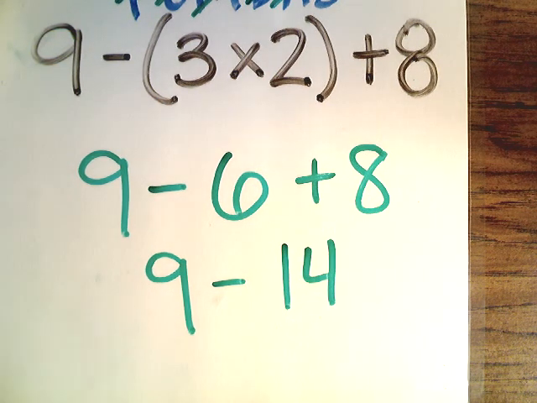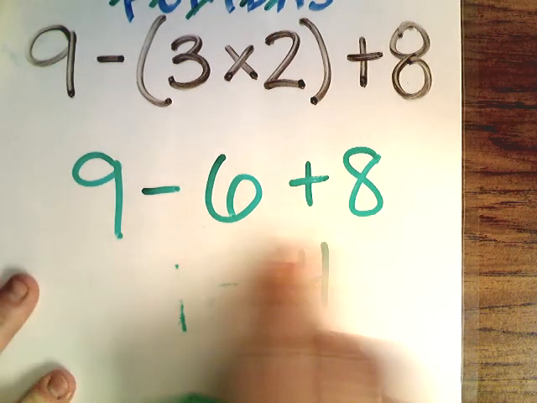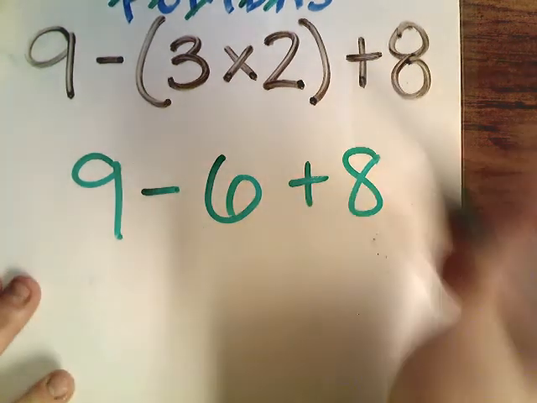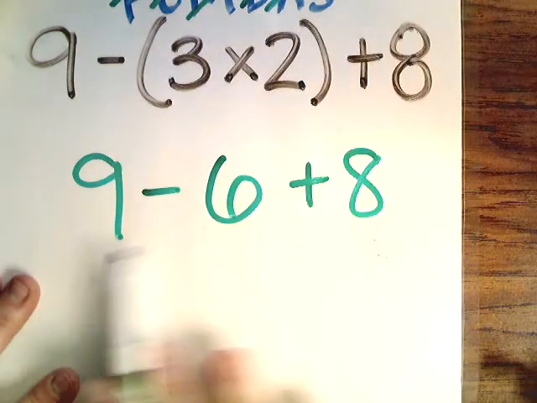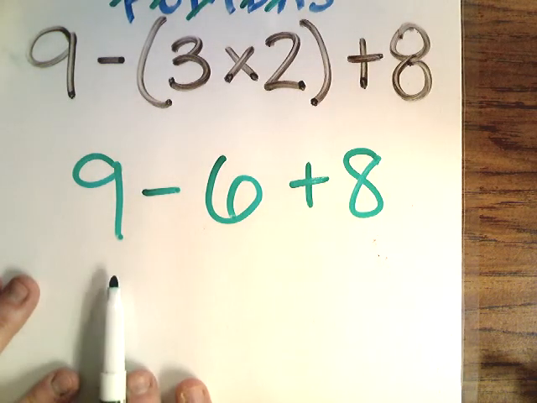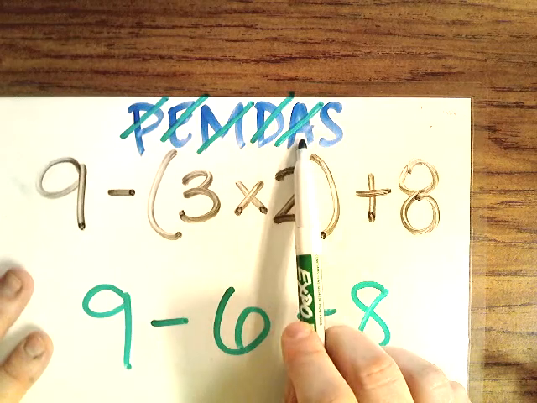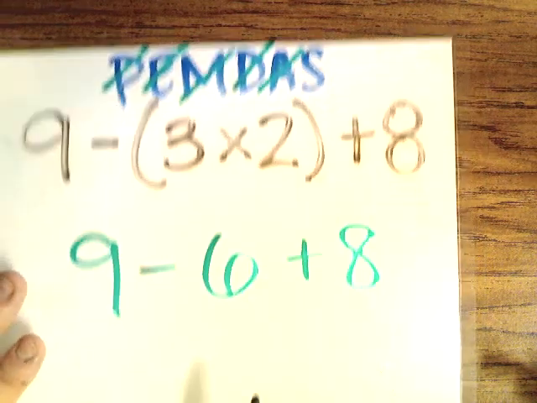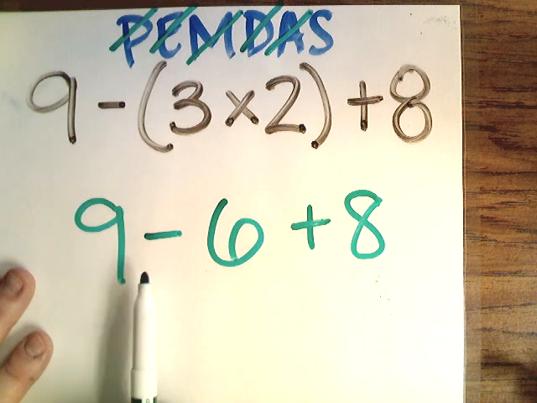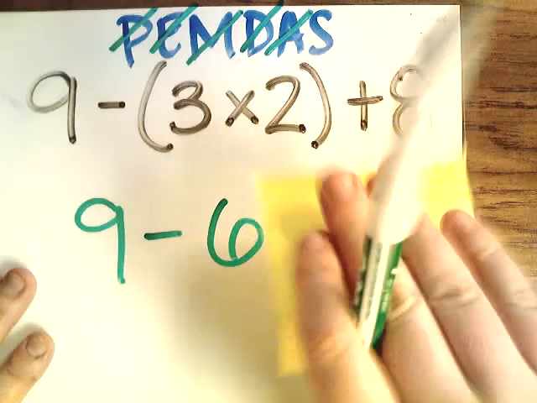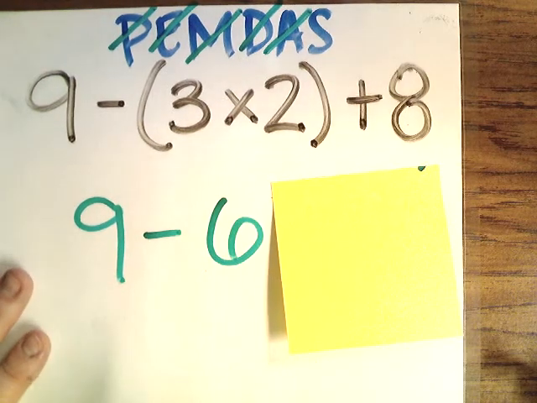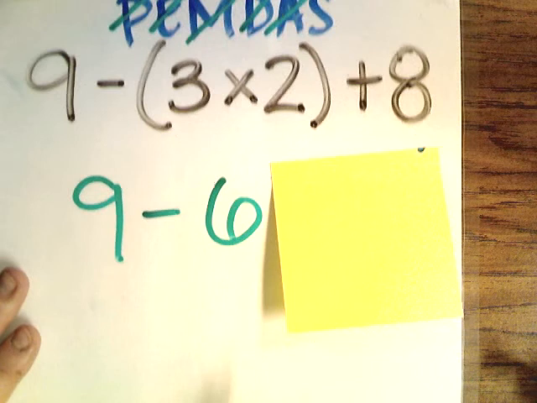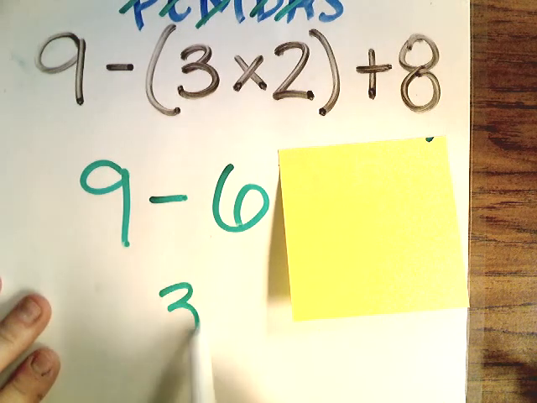This is why I told you at the very beginning, you have to solve the A and the S in whatever order they go first in. So the A and the S up here, addition and subtraction, can be solved in whatever order is first, left to right. So when we look at it left to right, subtraction comes first. So we have to do the subtraction first. I knew you'd run into this problem. That's exactly why I did it. 9 take away 6 is 3.